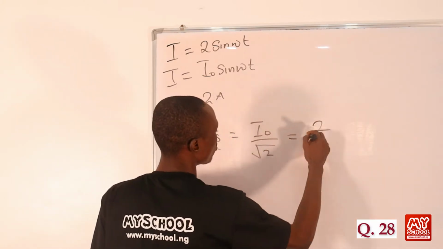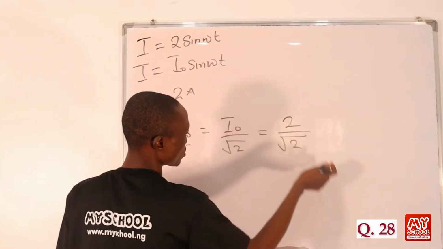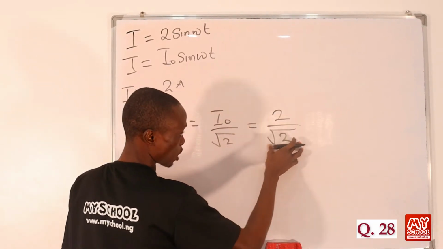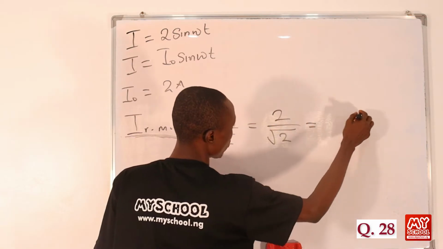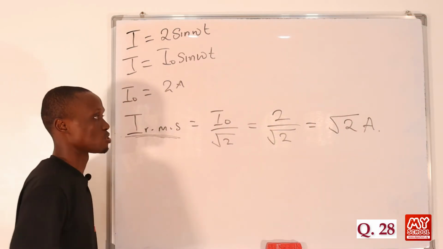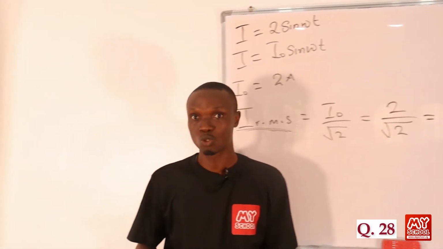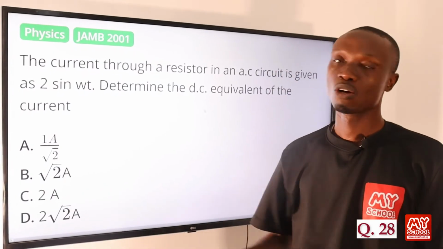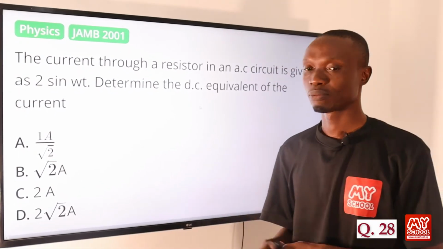So you're having 2 all over root 2. Of course, we have to rationalize the denominator of this fraction, so that at the end of the day, our answer becomes root 2 ampere. So let's return back to the screen to pick the correct answer to this question. And that is option B, root 2 ampere.